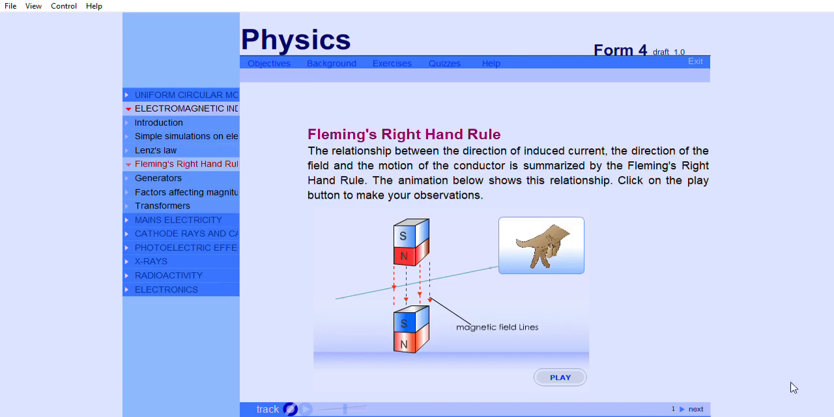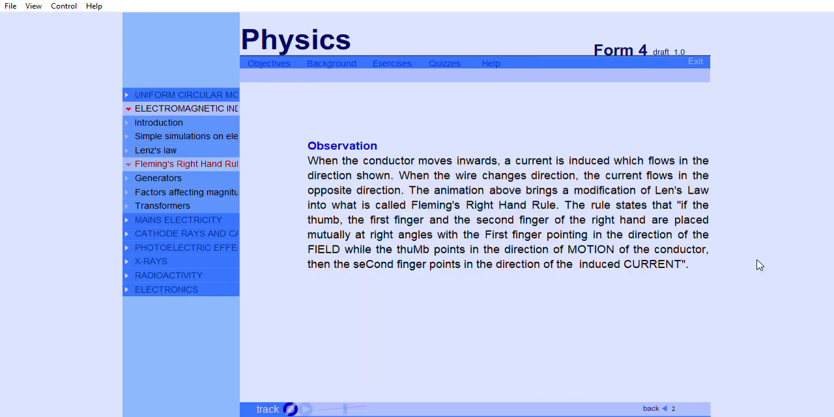Fleming's right-hand rule. The relationship between the direction of induced current and the direction of the field and the motion of the conductor is summarized by Fleming's right-hand rule. The animation below shows this relationship. Click on the play button to make your observations. Observation. When the conductor moves inwards, a current is induced which flows in the direction shown. When the wire changes direction, the current flows in the opposite direction.